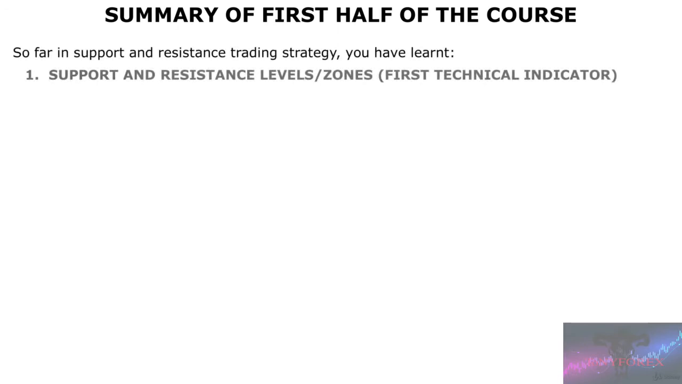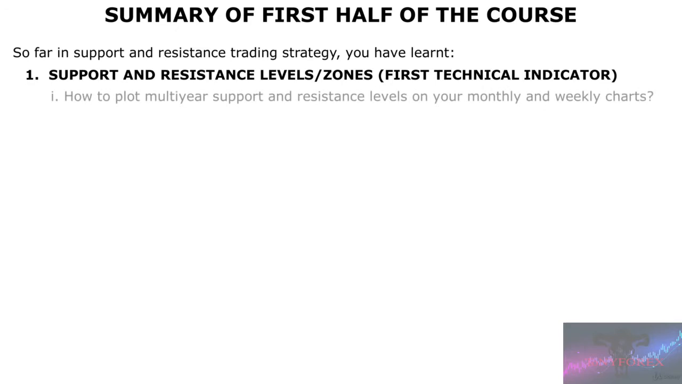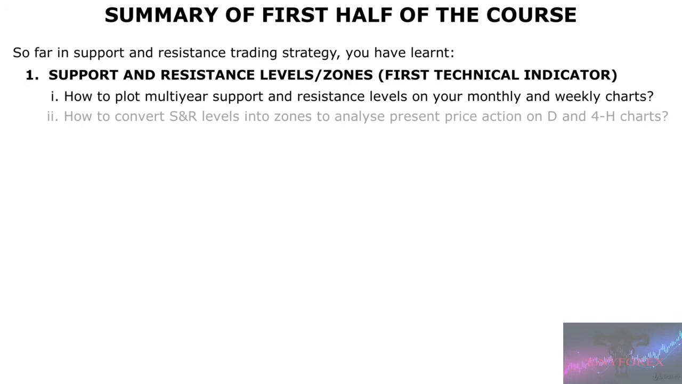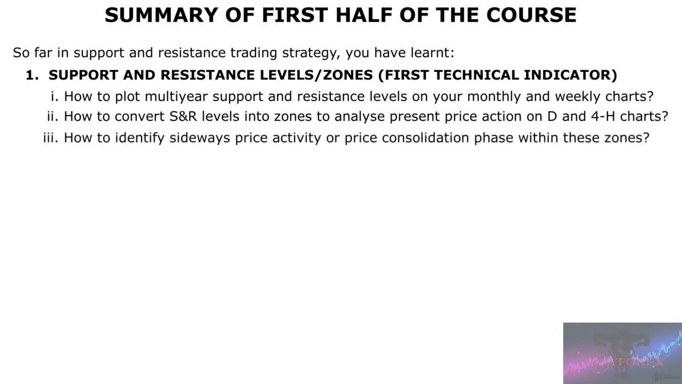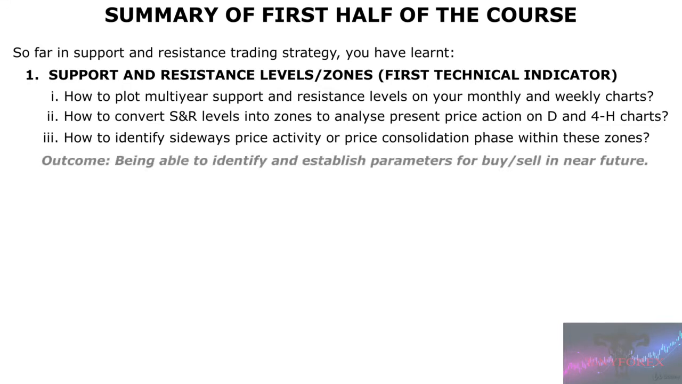So the first major form of technical analysis that I've taught you in this course is major support and resistance levels, where you studied how to plot multi-year support and resistance levels on your monthly and weekly charts, how to convert these levels into zones to analyze present price action in depth on daily and 4-hour charts, and finally, using this in-depth analysis, how to identify sideways price activity or price consolidation phase. In addition, by answering these three questions, you are able to identify a possible buy or sell setup which will be available on any pair in the near future.